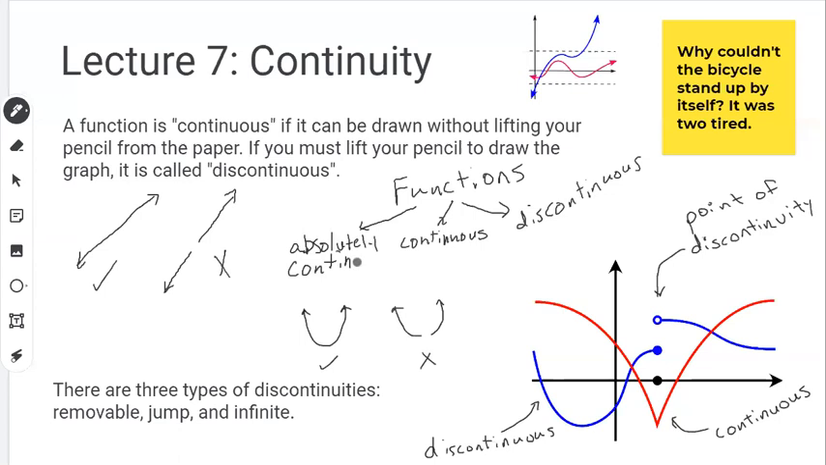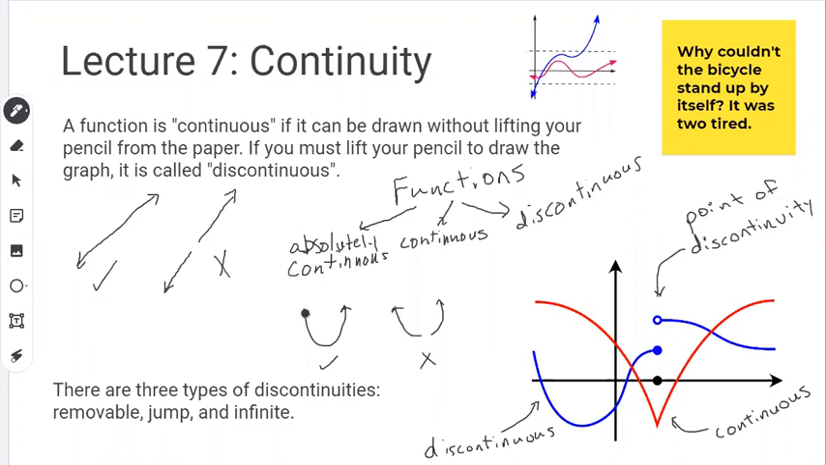I posted a video in the module, and it's about the Cantor function. Now, the Cantor function is really strange because it's one of those examples of a function that is continuous, but it's not absolutely continuous. So that would be a great video to watch. But all of that aside, you really just need to know whether a function is continuous or discontinuous, okay?